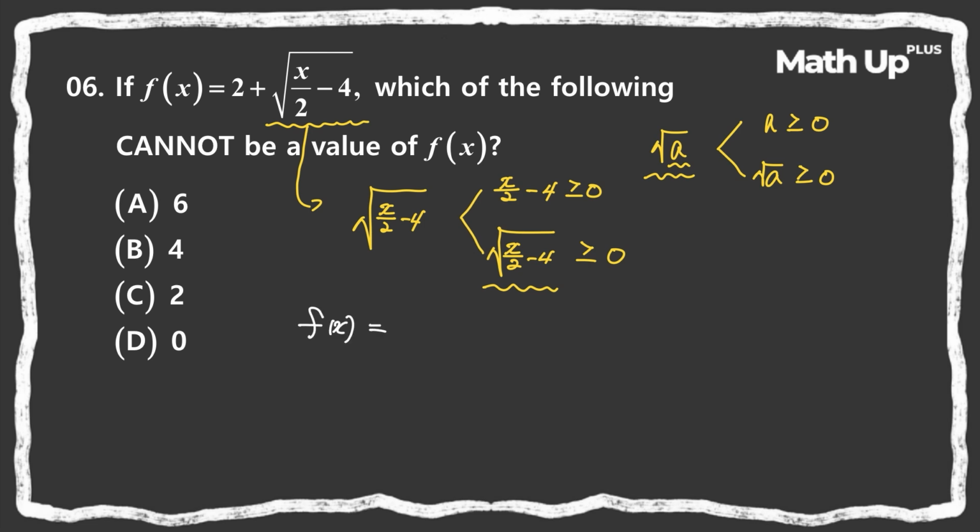F of x is equal to 2 plus square root of x over 2 minus 4. So this square root expression is always greater than or equal to 0, right? That means this f of x cannot be equal to 0. If f of x is equal to 0, that means this expression is equal to negative 2. But that's impossible, right? So the answer is D.